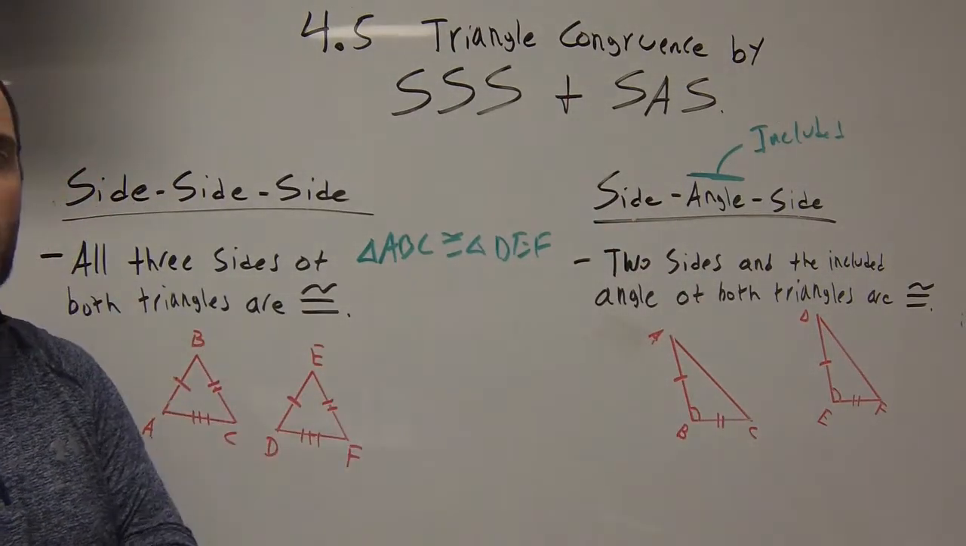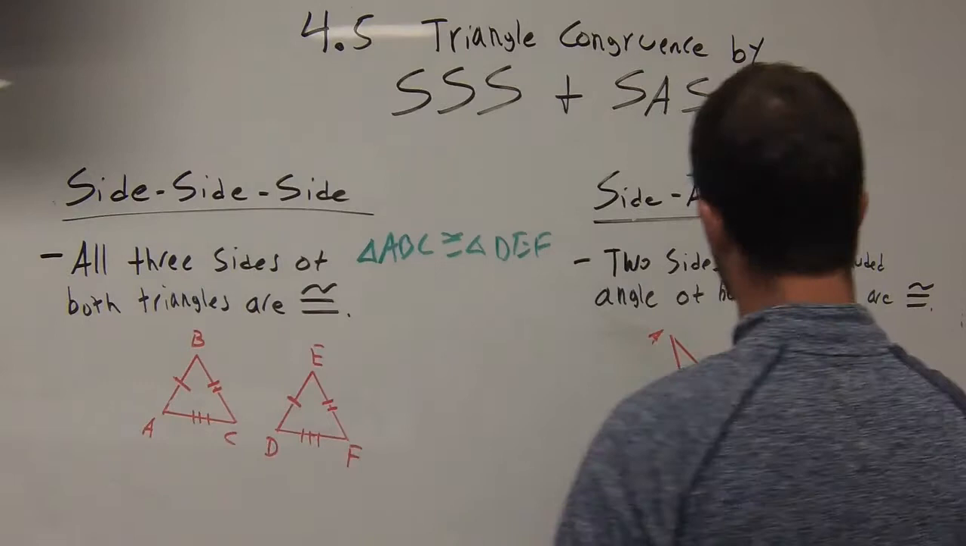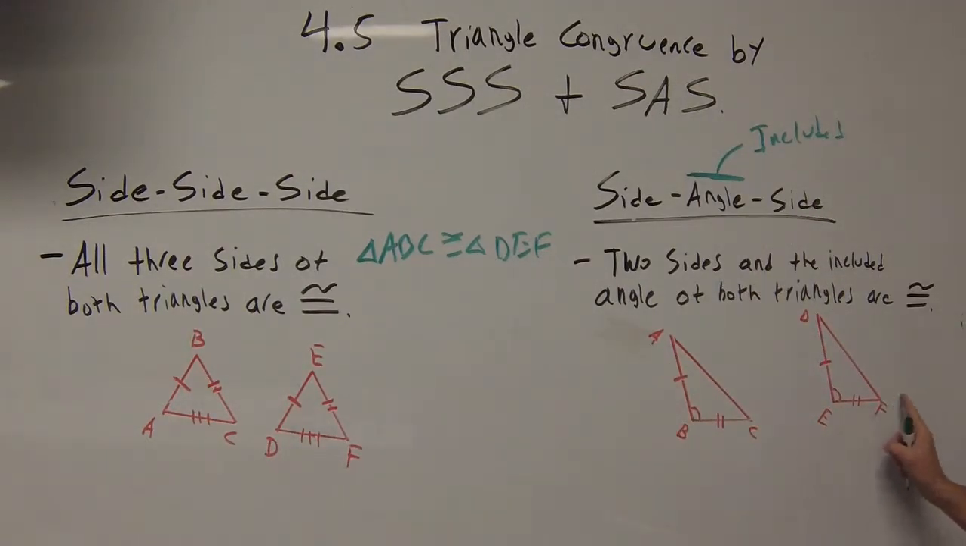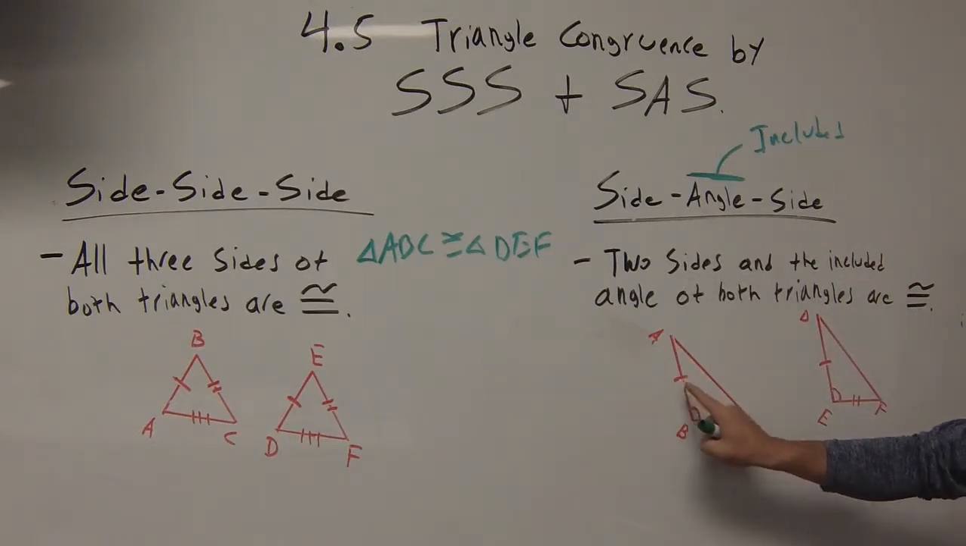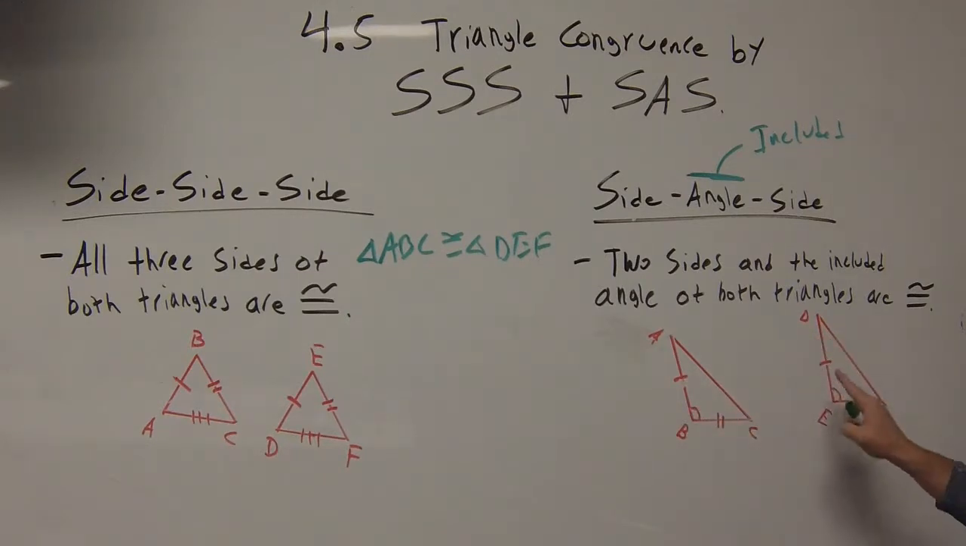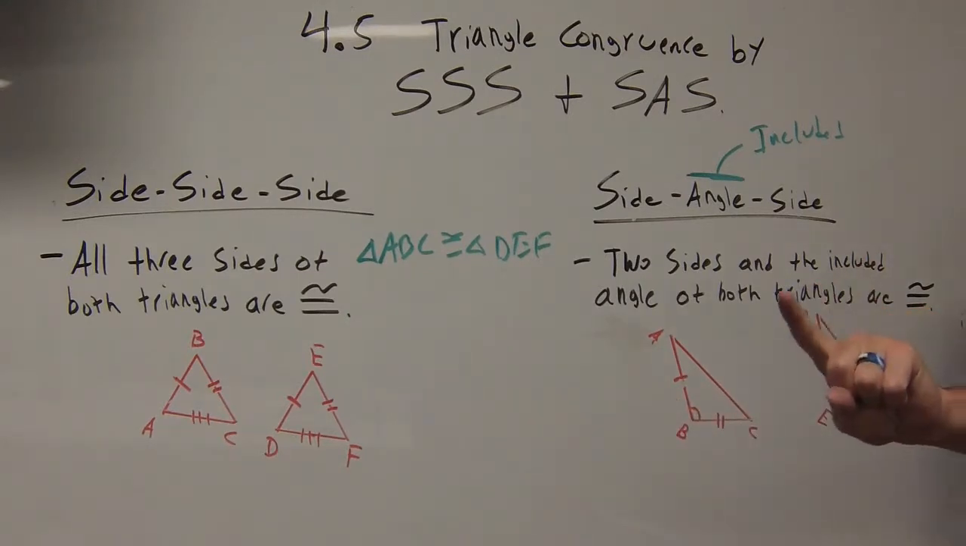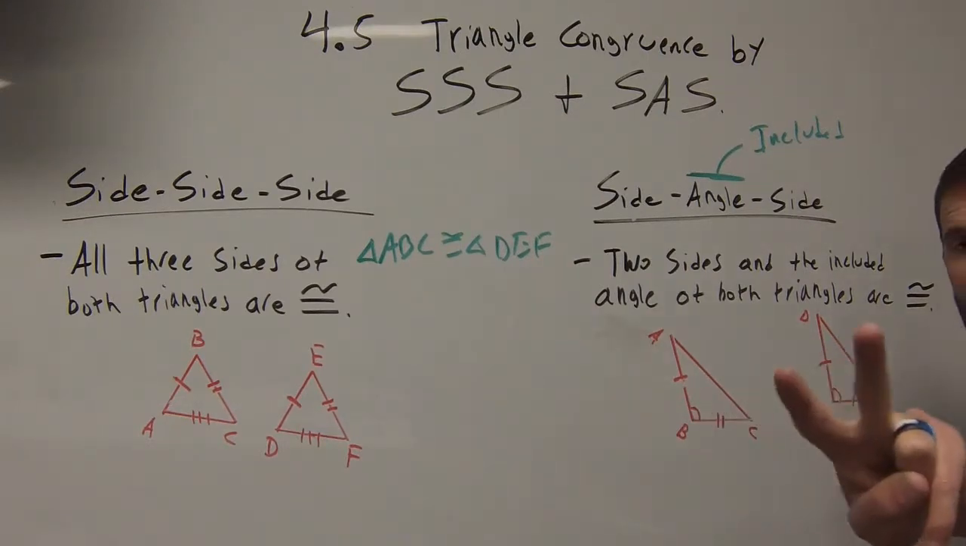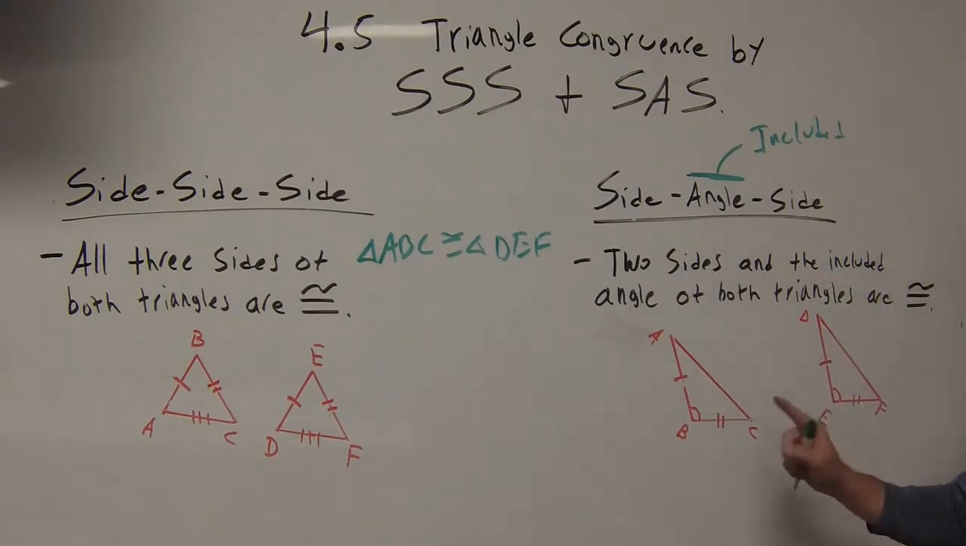Let's look at this triangle right here. The first triangle on the left is triangle ABC, and the triangle on the right is triangle DEF. Let's see if this is congruent by side, angle, side. AB has one notch on it, and DE has one notch on it as well. So that's one side that's congruent on both, correct? Then BC has two notches, and EF has two notches, so that's two sides that are congruent on both triangles.